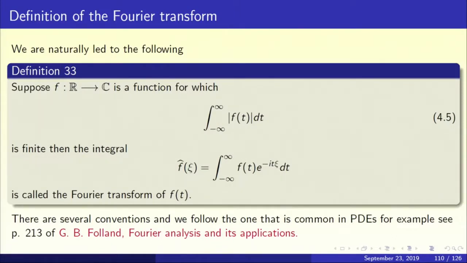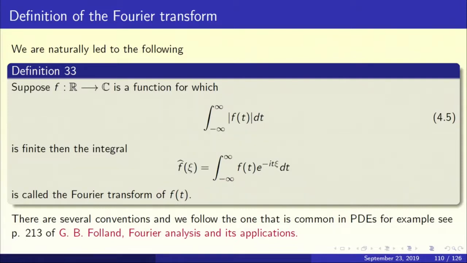So let us make a definition. Definition 33. Suppose f is a function defined on the real line which is absolutely integrable. What do you mean by that? Integral from minus infinity to infinity of mod f(t) dt is finite. Then the integral from minus infinity to infinity of f of t e to the power minus i t chi dt is denoted by f hat of chi and is called the Fourier transform of f of t. That's what you see on the slide.